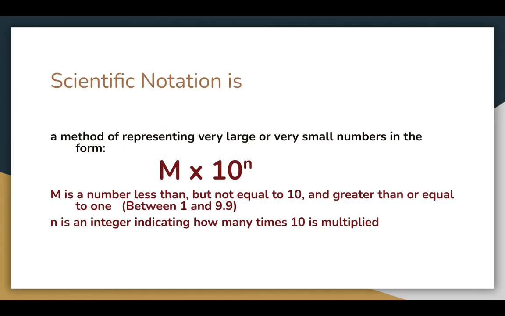So let's just define scientific notation again. Hopefully this is something you've done in math. It's a method of representing very large or very small numbers in the form m times 10 to the nth. So m is a number, and it's got to be between 1 and 10. So it's something like 1 or 9.999 can be m. But as soon as you cross over to 10, you move it over here. n is an integer indicating how many times 10 is multiplied. So for example, 10 to the second is 10 times 10, or 100.